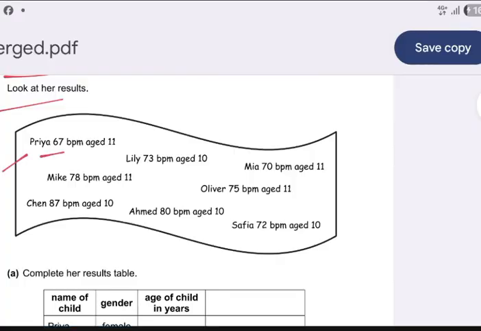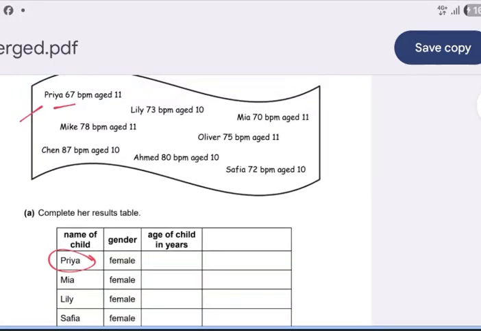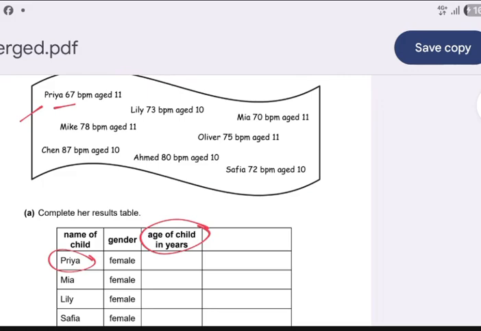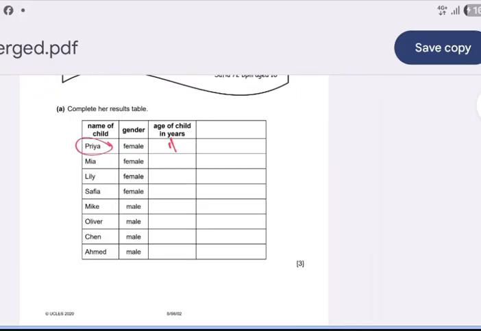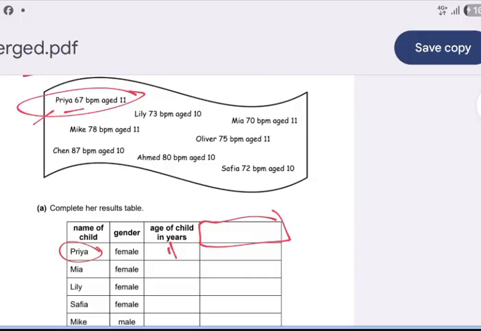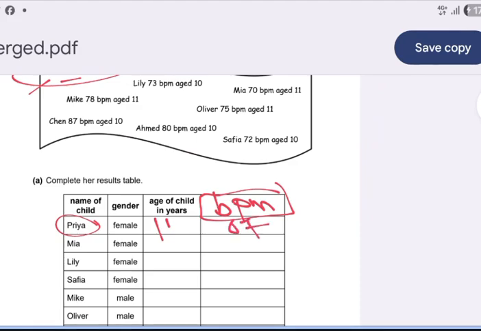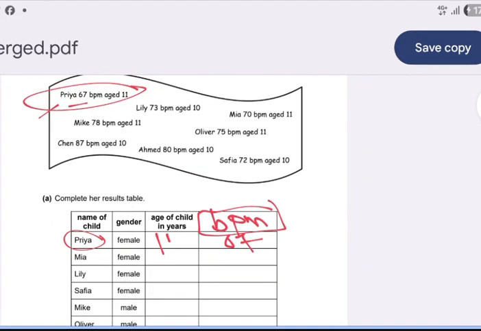Now, Priya has 67 beats per minute and her age is 11. So all you need to do is to write the numbers. What is the age of Priya? 11. Complete this table according to the missing. The table will be between year and BPM, which is the heart rate. So you write here BPM, 67. All you need to do is to read the names of each girl or boy, write the age, and write the heart rate.